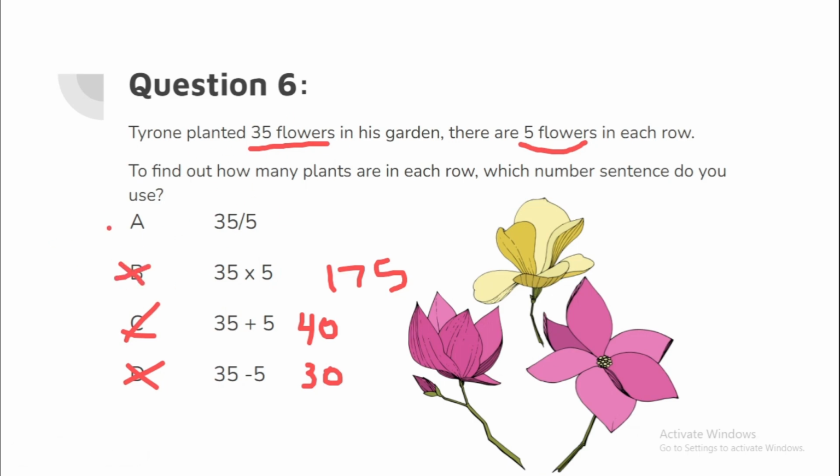It has to be A. 35 divided by 5 equals 7. And you'll probably be asking, how does that make sense? Well, let's say 7 times 5, like this right here. So what does 7 times 5 equal? 35, which is the total of how many flowers we have. So the answer has to be A.